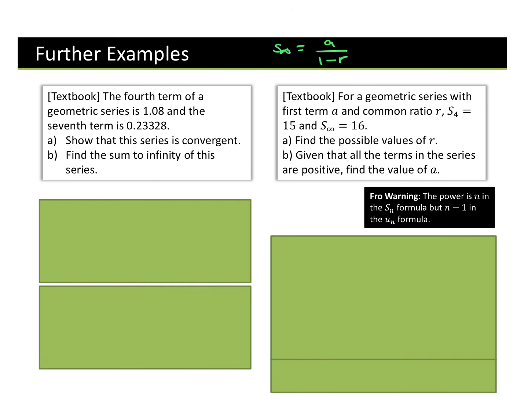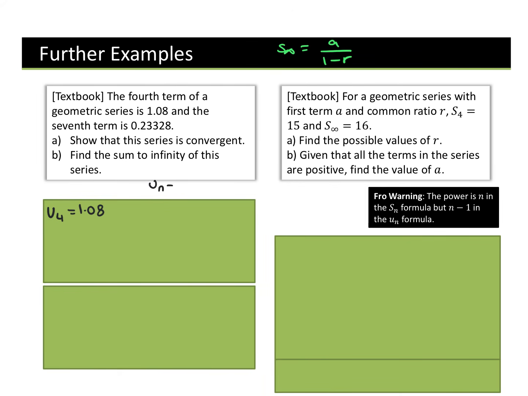The fourth term of a geometric series. Now, straight away, I'm going to go to the formula book, and I know that the fourth term, so that means that U4 equals, and I know geometric is a, this is 1.08. And I know in a geometric series that Un equals a r to the power of n minus 1. So 1.08 equals a r cubed.